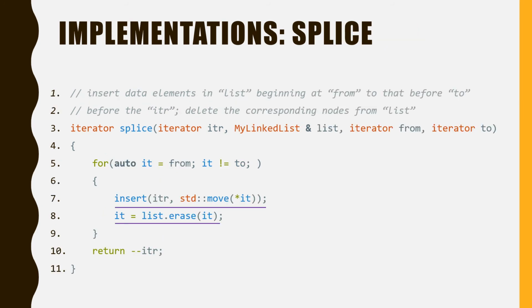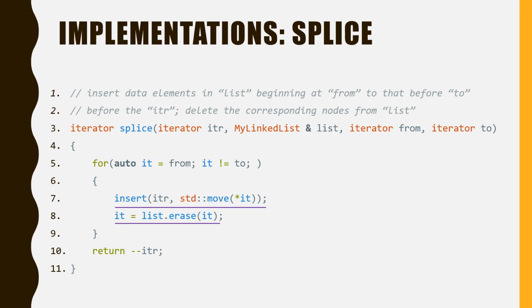The next operation is splice, or you can think of it as a more generic merge operation. The function has 4 parameters. The first parameter is the iterator for the splicing or merge location in the current linked list. The second parameter is the linked list from which the splice data elements come from. The third and fourth parameters correspond to the range of the data elements that need to be spliced in. Note that the data element pointed by from will be spliced in, and that pointed by to will not. The return value is the iterator before the splicing location and is similar to the insertion operation.